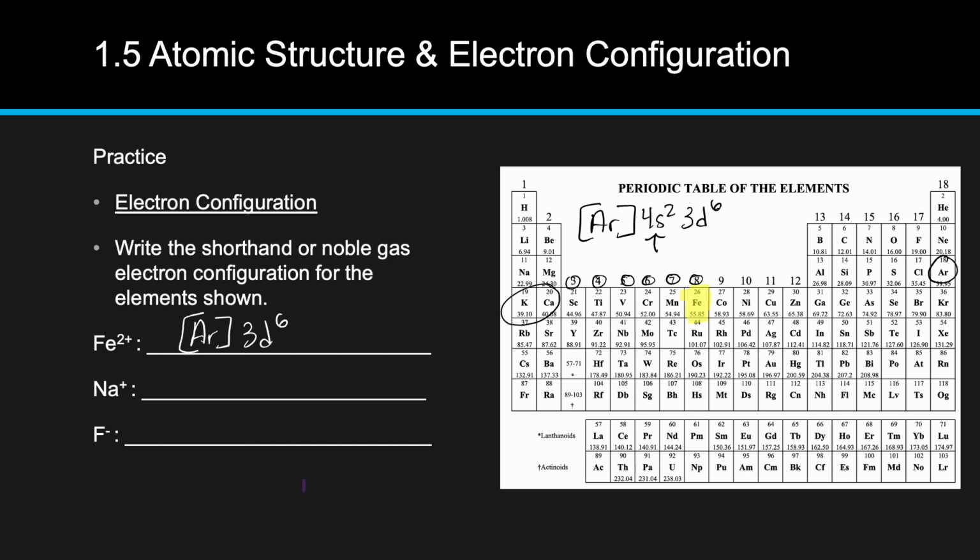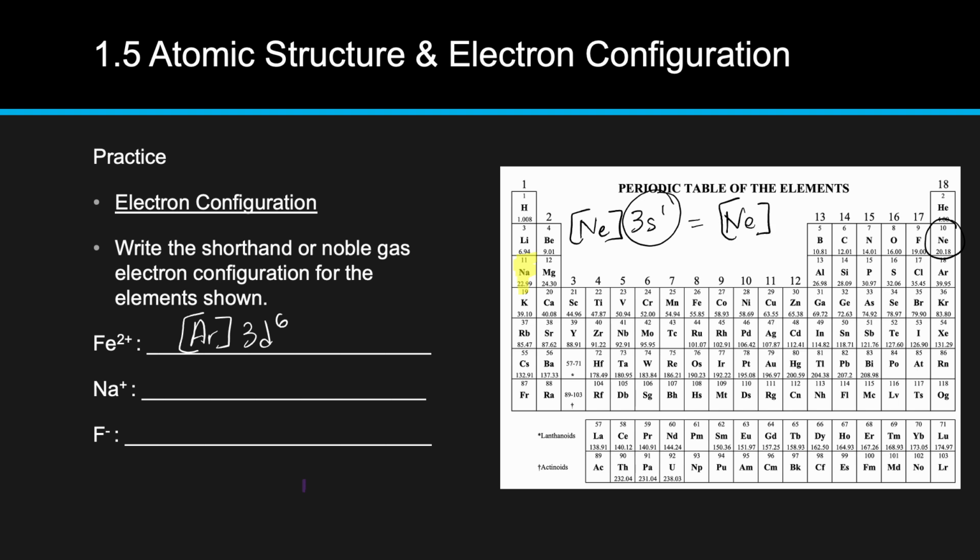Then looking at sodium, again, I'm going to start with just the electron configuration for neutral sodium. So if we're looking at sodium on the periodic table, and we want to do the electron configuration for that, we would start with neon in brackets, and then we have 3s1. Now, a positive ion means it lost 1 electron. So it lost this electron in 3s, which means it now is equal to the electron configuration of neon.